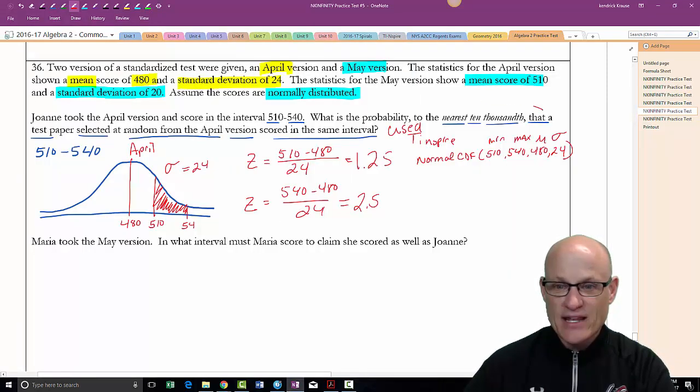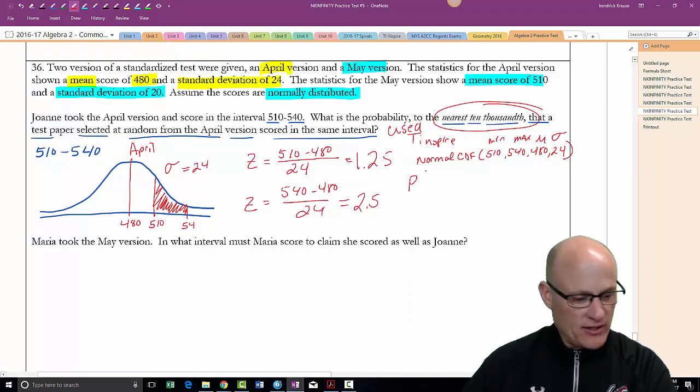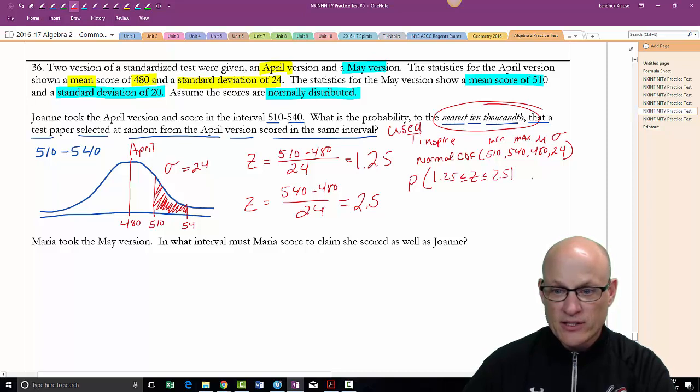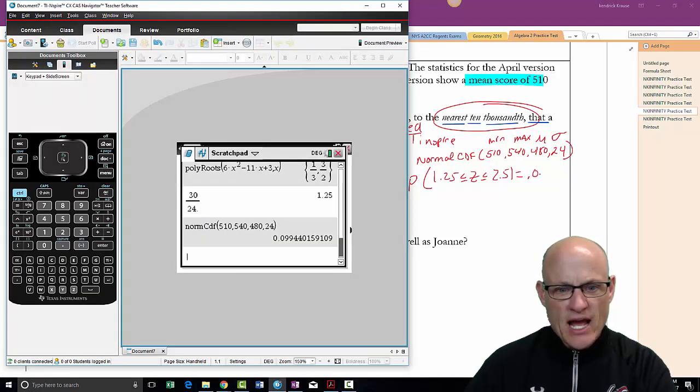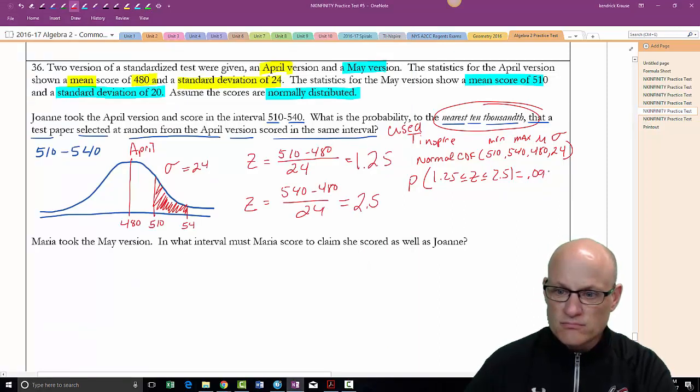And it's 0.0994. Round to the nearest 10 thousandths. That's 4 decimal places. So the first thing I'm going to do is write it down. So really what I should probably write down is the probability that 1.25 is less than or equal to z is less than or equal to 2.5 is equal to 0.0994.